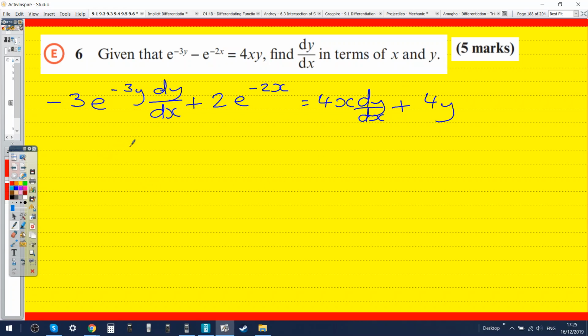And then find dy by dx. So you just have to do 4y minus 2e to the power of minus 2x. I'm going to think ahead a little bit. This is negative. Minus 3. Oh, no, you could do that way as well, so we don't have two minuses.